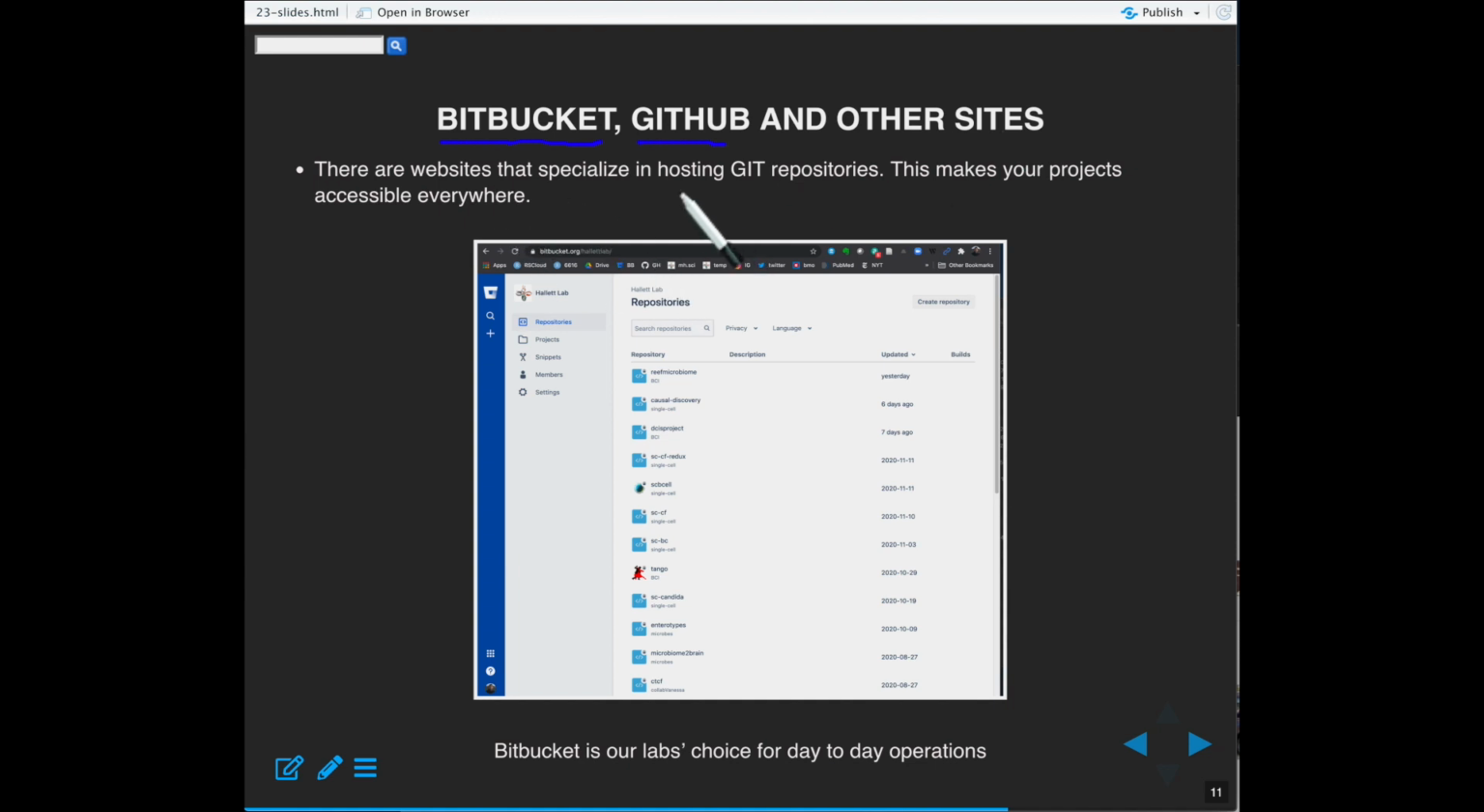These are websites that specialize in hosting Git repositories. Here, for example, this is my Bitbucket page, well, my lab's Bitbucket page. Each one of these folders here is a repository for a project. As each student starts in the lab, they create a repository, and we follow certain rules for describing that repository and organizing it, and they push it to that.